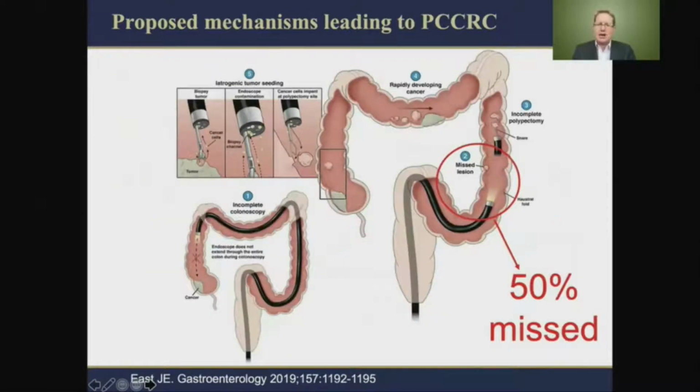And in terms of how we think that cancers occur after colonoscopy, we think that about half of them are due to missed lesions. So fundamentally, if we're not detecting the lesions, we can't resect them and we can't prevent them developing into colorectal cancers.